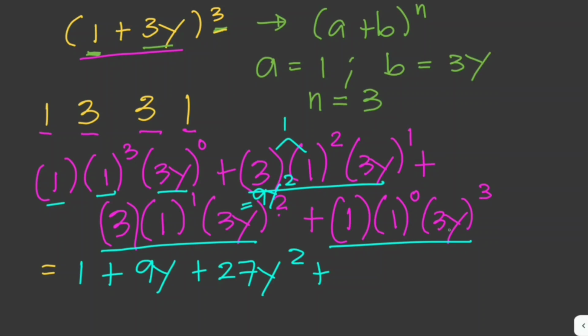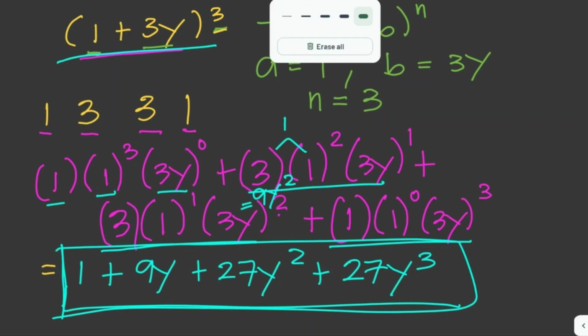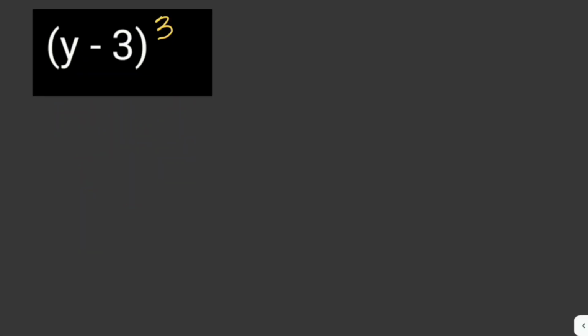So (3y) cubed is 3 cubed, that is 3 times 3 times 3. So this is 27y cubed. So this is our answer here: 1 plus 9y plus 27y squared plus 27y cubed. That means that this binomial expression (1 + 3y)^3 can be expanded into this one.